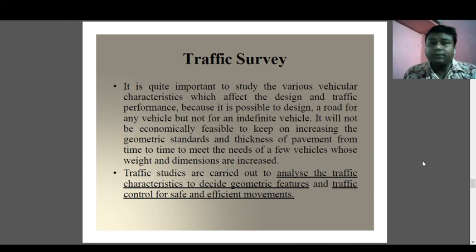So what is this survey? It is important to study the various vehicular characteristics which affect the design and traffic performance, because it is possible to design a road for any vehicle but not for an indefinite vehicle. It will not be economically feasible to keep on increasing the geometric standards and thickness of the pavement from time to time to meet the needs of a few vehicles whose weight and dimensions have increased. So we have to continuously monitor the weight and the condition of the traffic, that is, the roadway condition based on the traffic scenario.